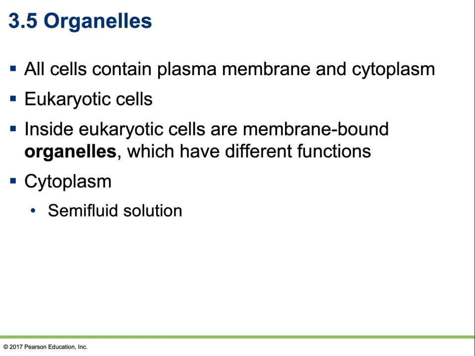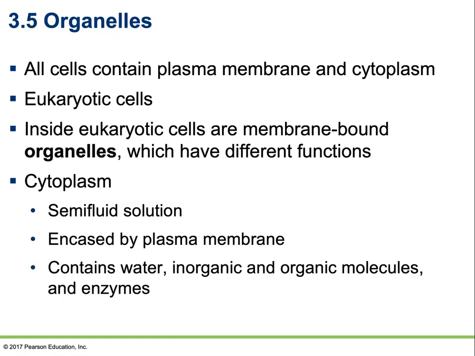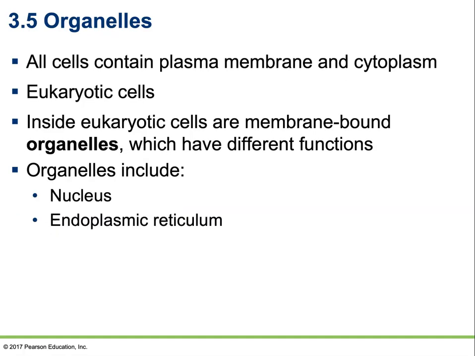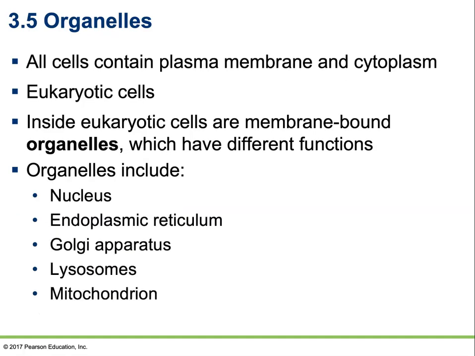The cytoplasm of a cell is going to be a semi-fluid solution, so it's kind of like a semi-solid, a little bit like jelly. It's going to be encased by the plasma membrane, and like we said before, it's going to contain water, inorganic and organic molecules, and enzymes. The organelles of the cell each have a different function and are going to include the nucleus, endoplasmic reticulum, Golgi apparatus, lysosomes, and mitochondrion. We're going to spend a little bit of time going through each one of these.